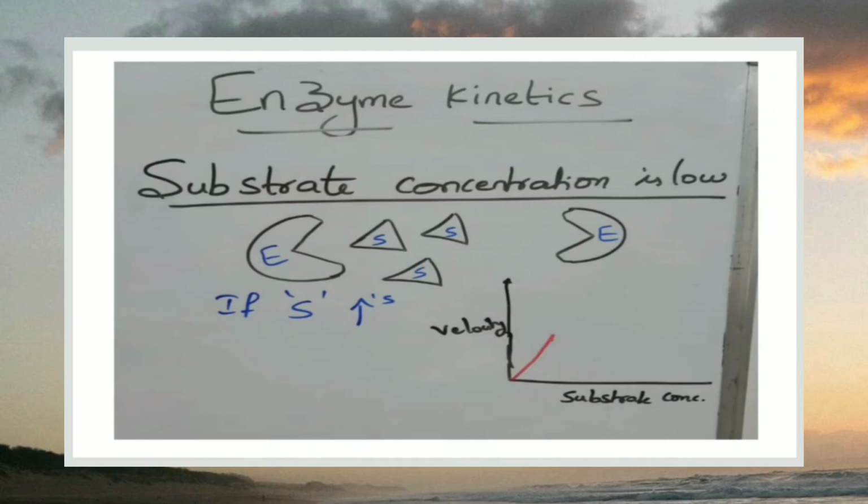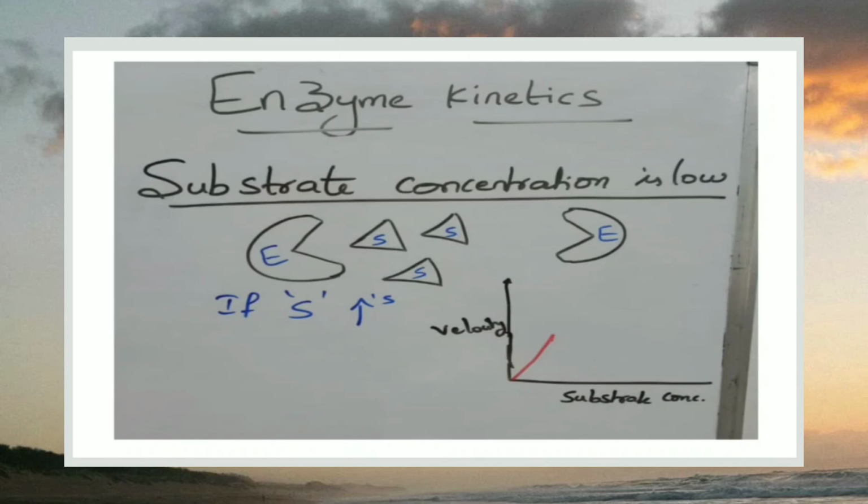Let us see what will happen if the substrate concentration is low. So if the substrate concentration is lower than the enzymes, what happens is the enzymes will bind with the substrates, but a few enzymes do not have a substrate to bind. So if the substrate concentration increases, the velocity will also increase along with that. So if we plot a graph, we will get a linear curve.